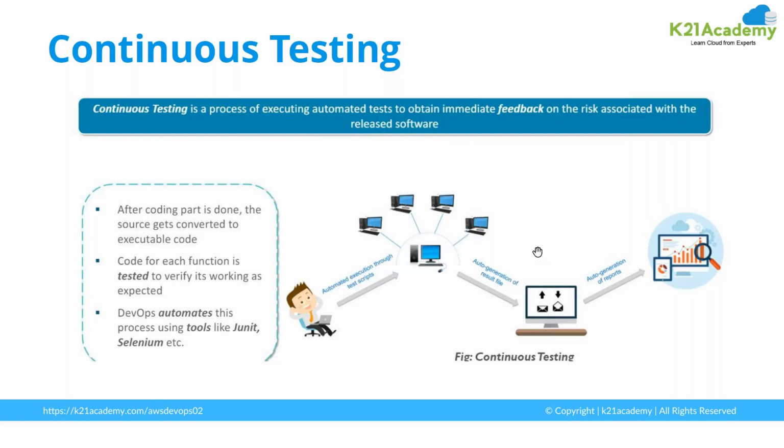And next thing is, after continuous integration, what you do is continuous testing. It is a process of executing automated tests to obtain immediate feedback on the risk associated with the release of software. So here we're going to automate the execution through test scripts. A tester will write a test script and give it to the system, and the system is going to run all the test scripts and auto generate the result file. And you can set up auto generation of reports, and you can just view the reports and see whether everything is working fine or not.